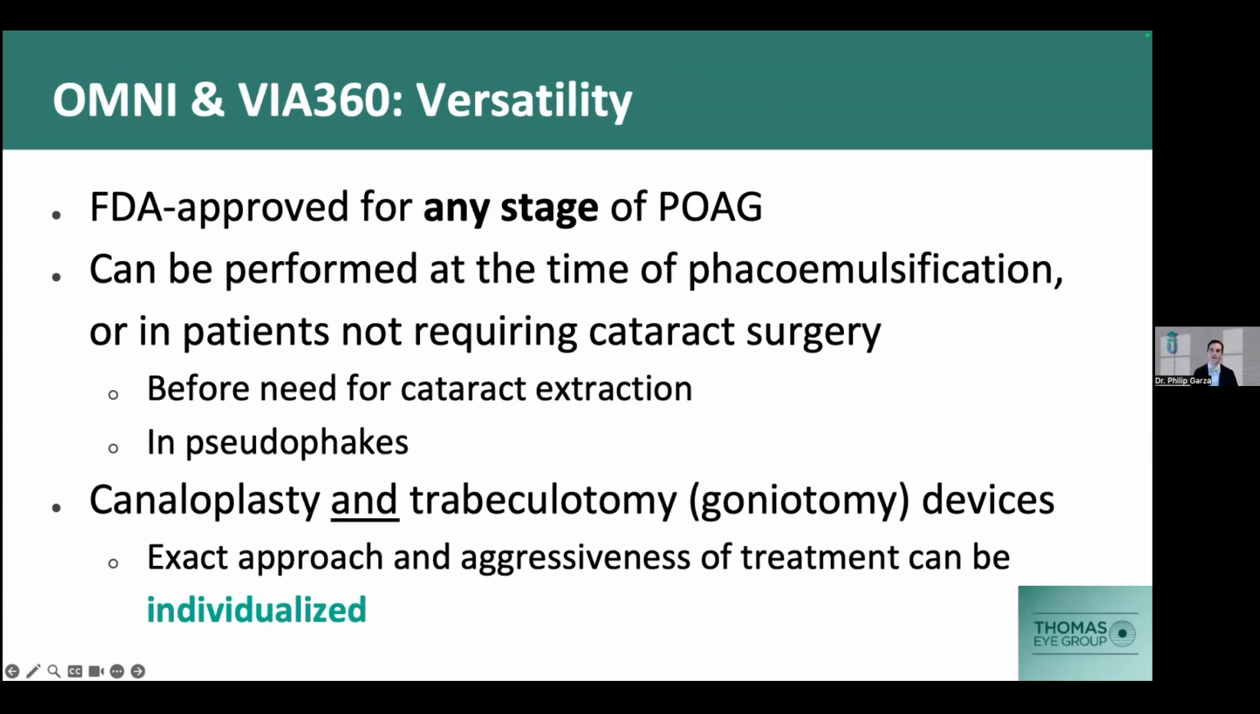And it's a highly customizable technique because you can do as much or as little trabeculotomy as you want. And in fact, the VIA 360 goes a step further because the surgeon gets control over how much or how little canaloplasty is done because it actually uses a button that delivers viscoelastic on demand. So you can hit that button not at all. Well, I don't know why you would do that. Or you could hit that button a lot and get a lot of canaloplasty.